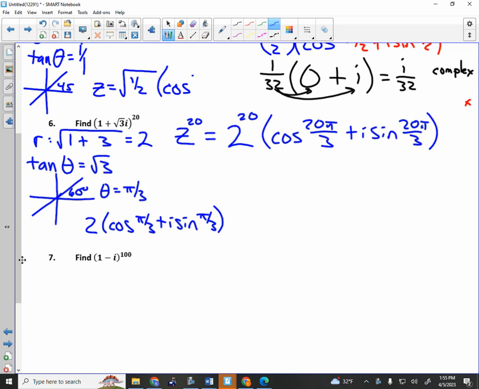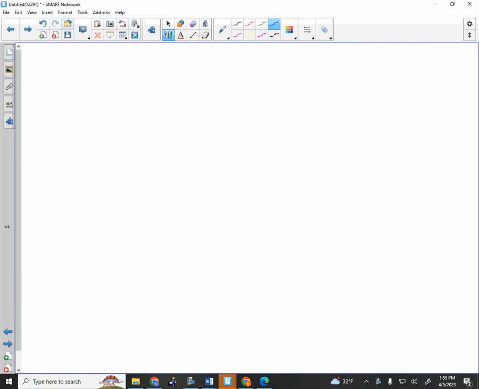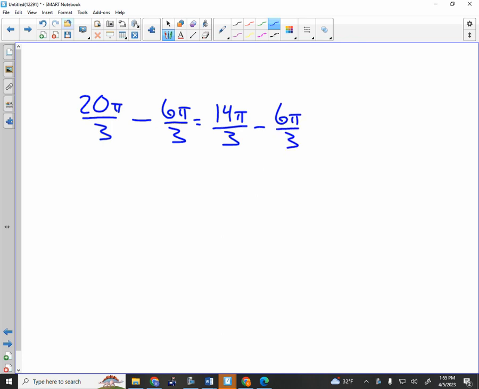Okay, so 20 pi over 3 is way too many times around that circle, right? So I take 20 pi over 3, and I subtract off 1 revolution. What's 1 revolution? 2 pi or 6 pi over 3. Good. I get 14 pi over 3. Too many, so what should I do? Subtract another 6 pi over 3, and I get 8 pi over 3. Subtract it again, and I get 2 pi over 3. Go ahead and write that down.